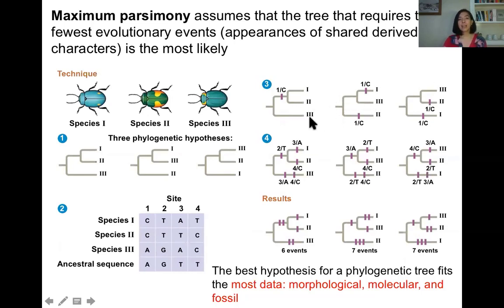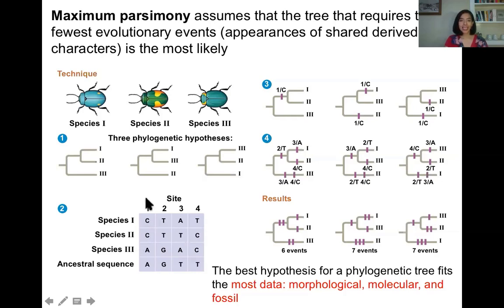This is the parsimony, the maximum parsimony method. Parsimony methods assume that the most simple explanation, the explanation that requires the fewest steps, is the one that we should support. So maximum parsimony assumes that the tree that requires the fewest evolutionary events, meaning the appearance of the fewest characters, is the most likely. Okay, what does that mean? Let's go with an example to understand what that means.